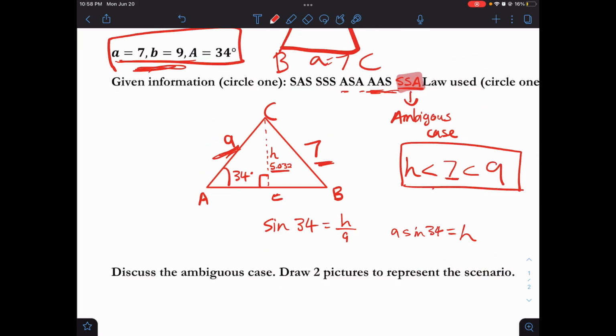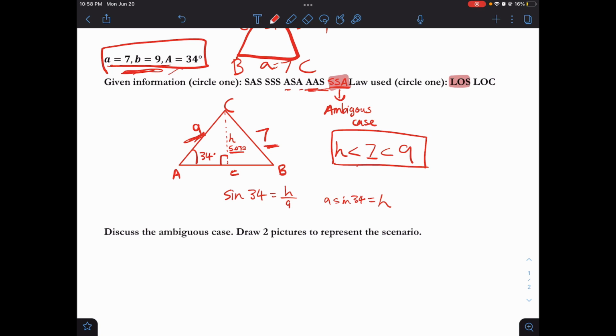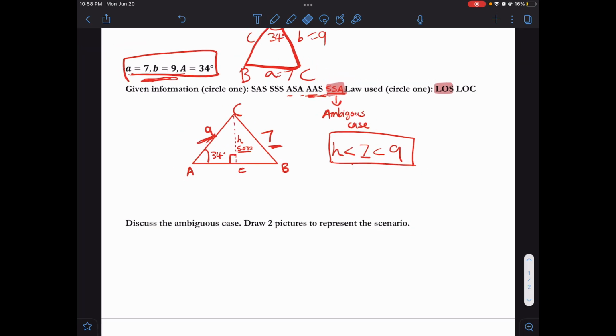Because since this is 7, we can also have, without changing any of the requirements given to us, a triangle like this, meaning there are two solutions to this. So let's find both of them.